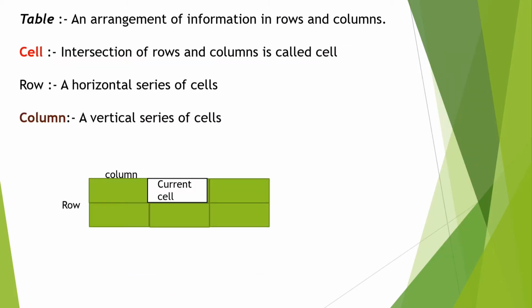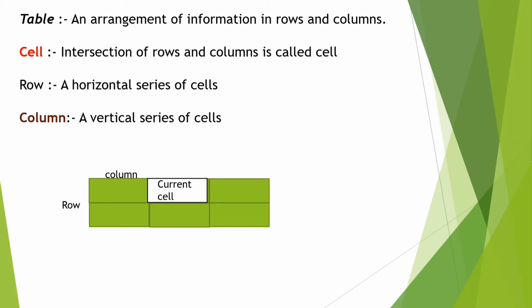Yes, children, first is table. Table means an arrangement of information in rows and columns. In other words, you can say it is a tabular form of data that is arranged in a row and column. Next is cell. Intersection of rows and column is called cell. It is the smallest unit of table.